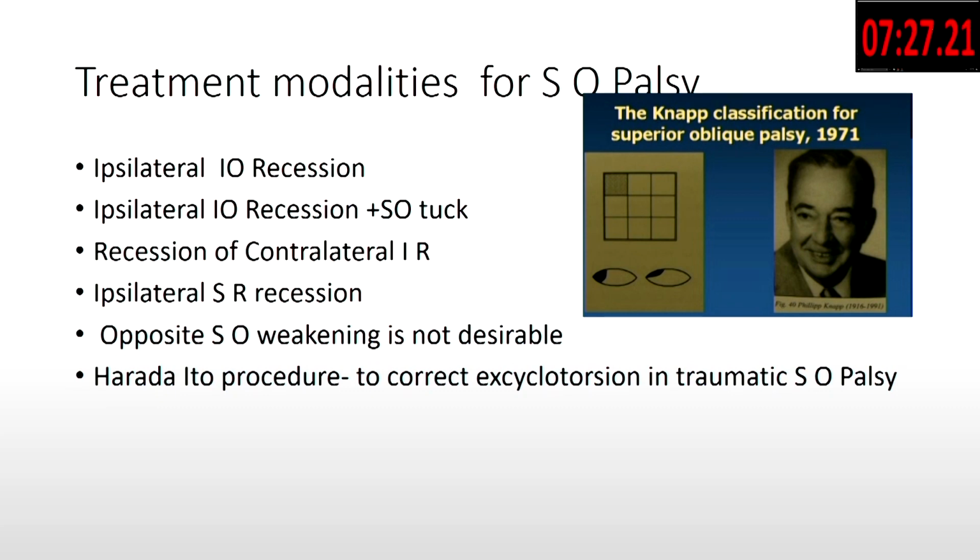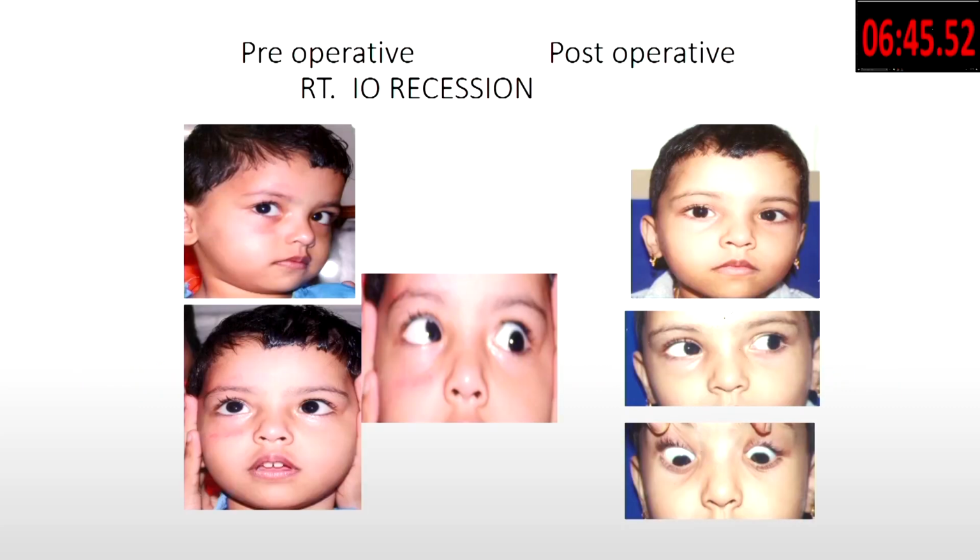Knapp has described extensively, and that is a very complicated thing, but it is very easy if you remember that if the deviation is less than 15 prism diopters, do an ipsilateral inferior oblique recession if the inferior oblique is overacting. If the deviation is more than 15 prism diopters, combine the inferior oblique surgery with one more surgery, either a superior oblique tuck if the superior oblique is lax, or a recession of the contralateral inferior rectus if there is a downgaze diplopia, or an ipsilateral superior rectus recession if there is a superior rectus contracture. Opposite superior oblique weakening is not desirable. Harada-Ito procedure to correct excyclotorsion.